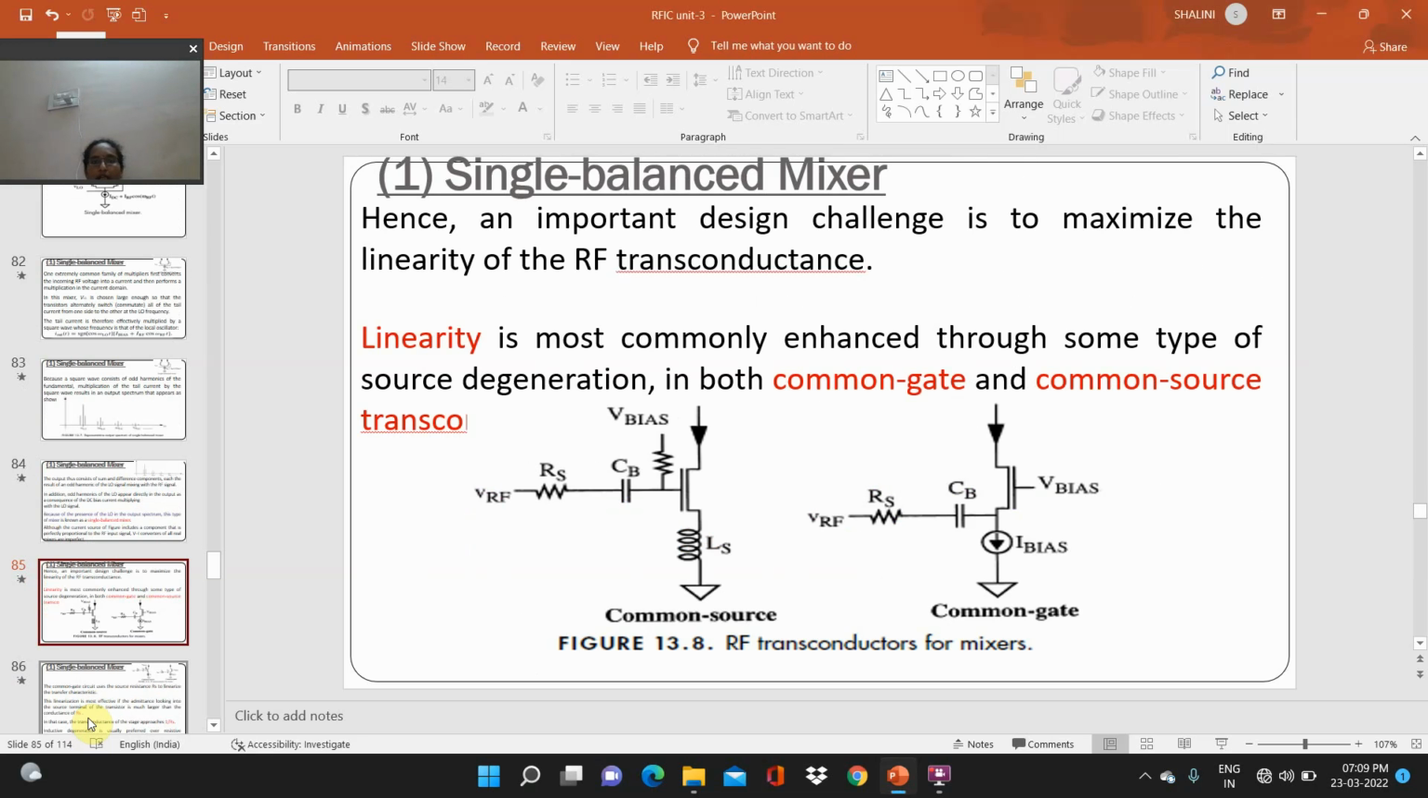Linearity is most commonly enhanced through some type of source degeneration in both common gate and common source transconductors. So, common source and common gate RF transconductors for mixers are shown below in the figure.